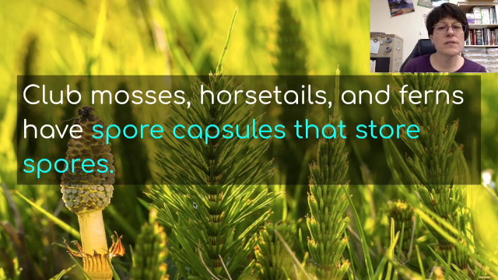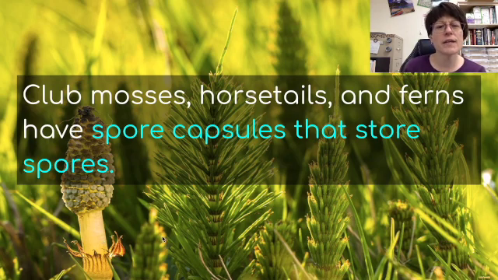Now, club mosses, horsetails, and ferns have spore capsules that store spores. That is what they all have in common. In the background here, this is a horsetail plant. This is more what the horsetail looks like, and this is all part of the sporophyte. This cone-like thing at the top is what produces the spores. And this is all part of the sporophyte of a club moss.